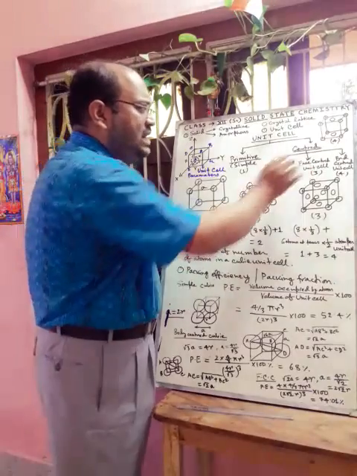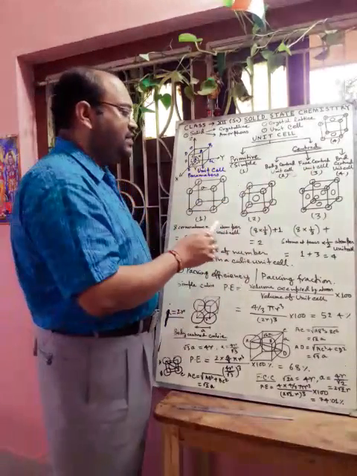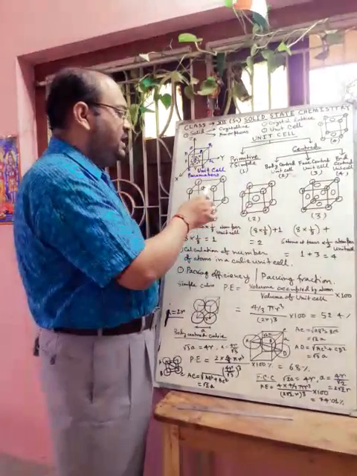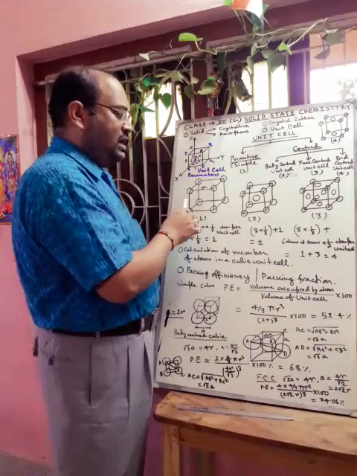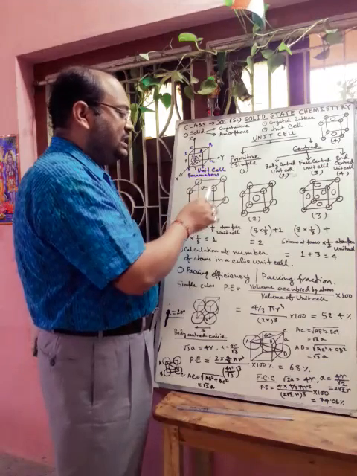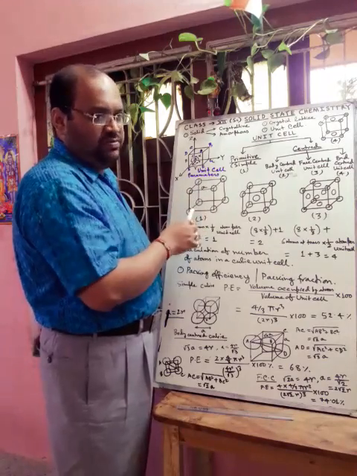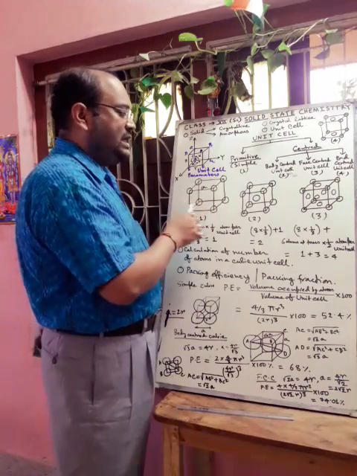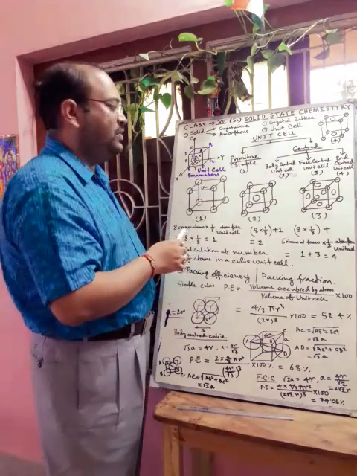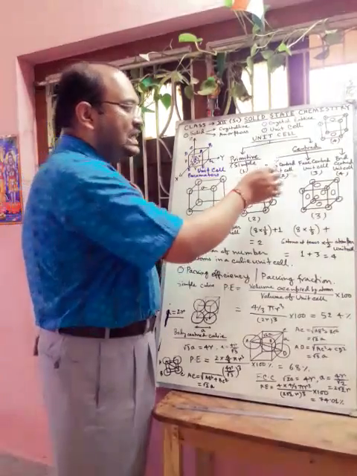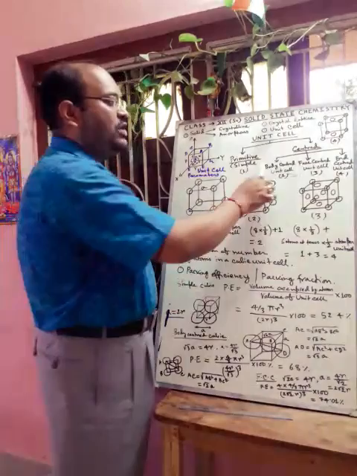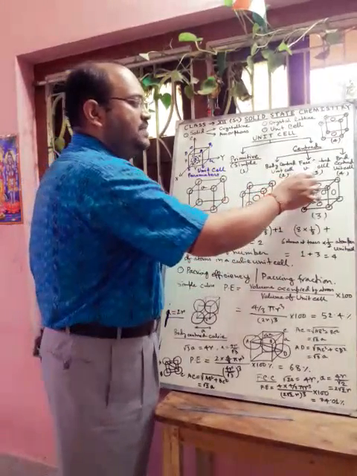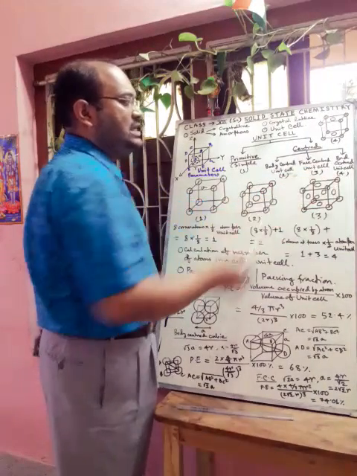Now centered unit cell. In case of centered unit cell, there will be atoms in the corners as well as in other parts of this cube. That means it may be in the center, it may be in the face like this. Now this centered unit cell may be classified into three types. One is body centered unit cell, another is face centered unit cell, another is end centered unit cell.